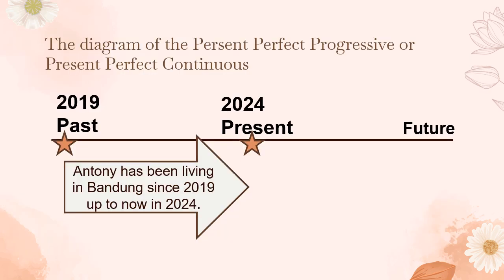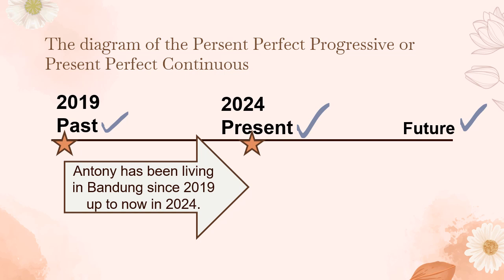Time has three categorizations: the past, the present, and the future. In the diagram of the present perfect continuous, an action began in the past and continues into the present. Use the present perfect continuous to emphasize that the action started in the past and is still ongoing.